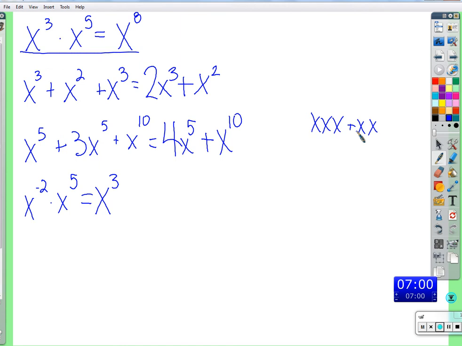You don't put multiplication and addition together in that way. There's not really a notation that means that. You just can't clear it up any better than x to the 3rd plus x squared. It's just done. Okay? But x to the 3rd plus x to the 3rd is 2 times x to the 3rd.